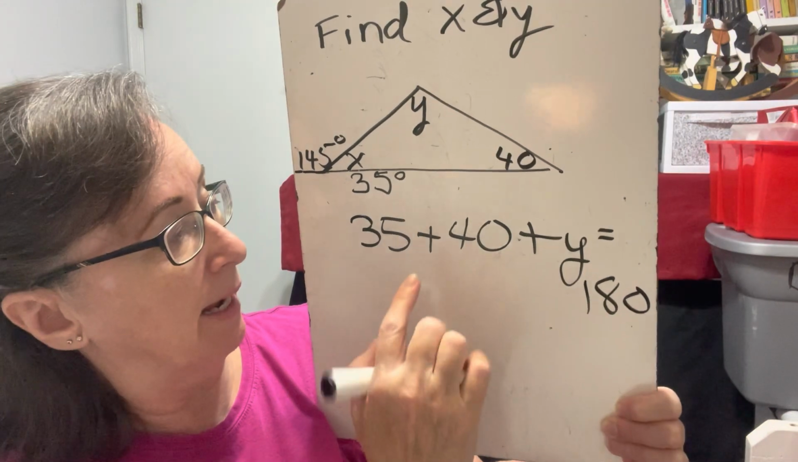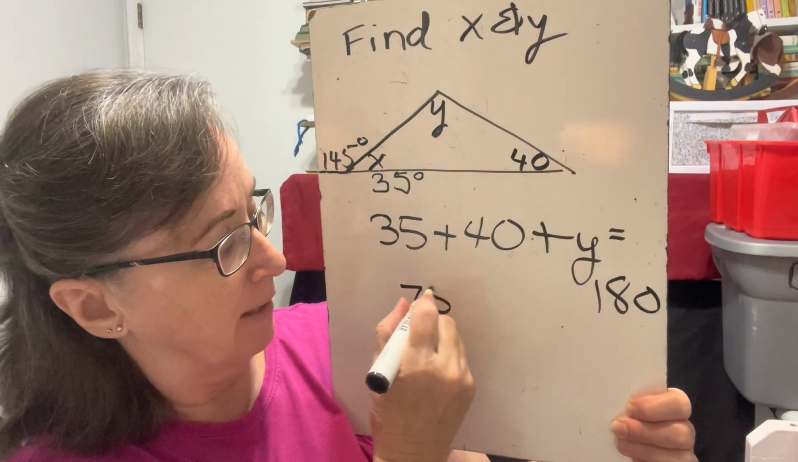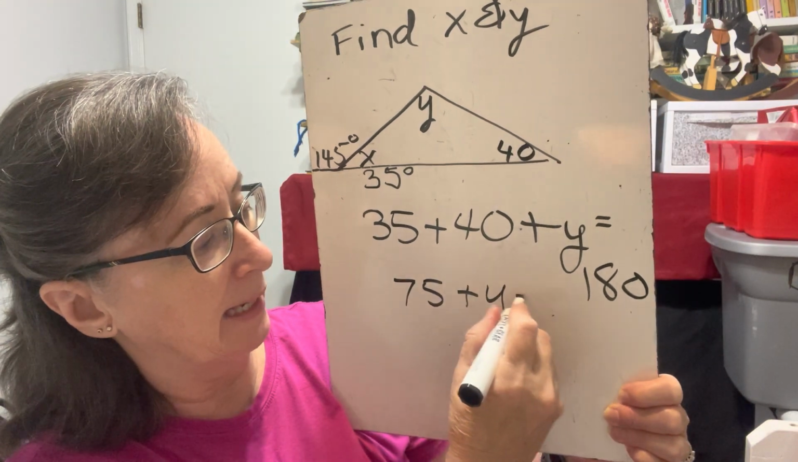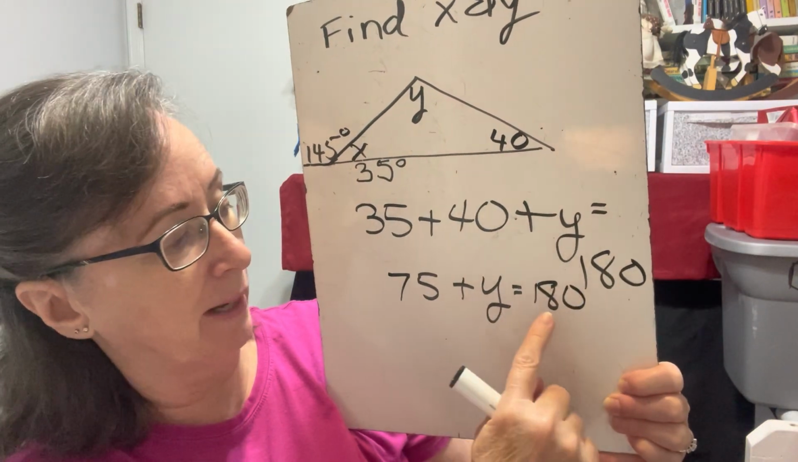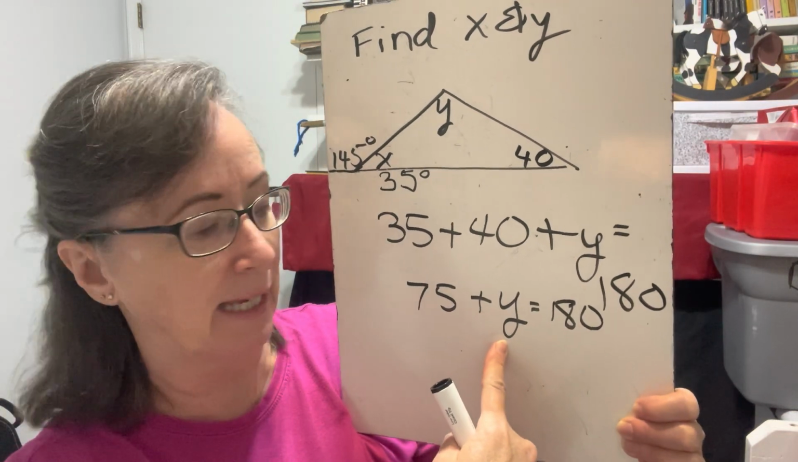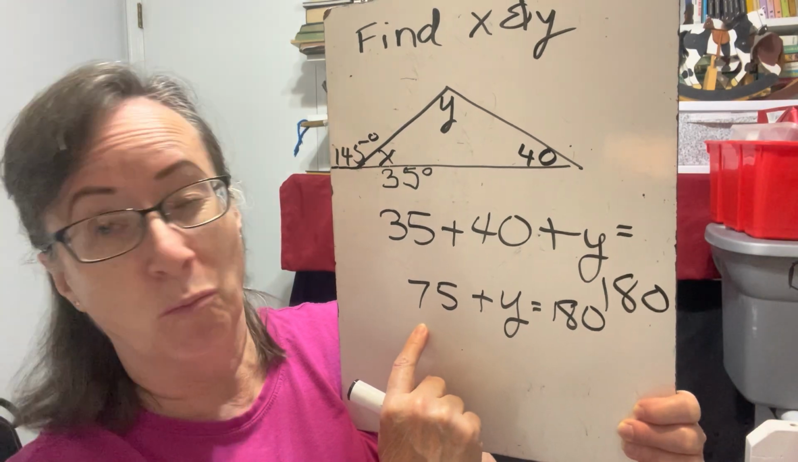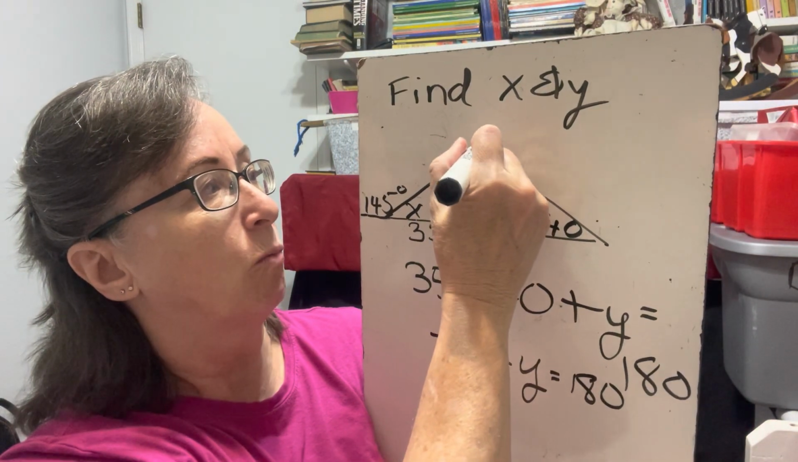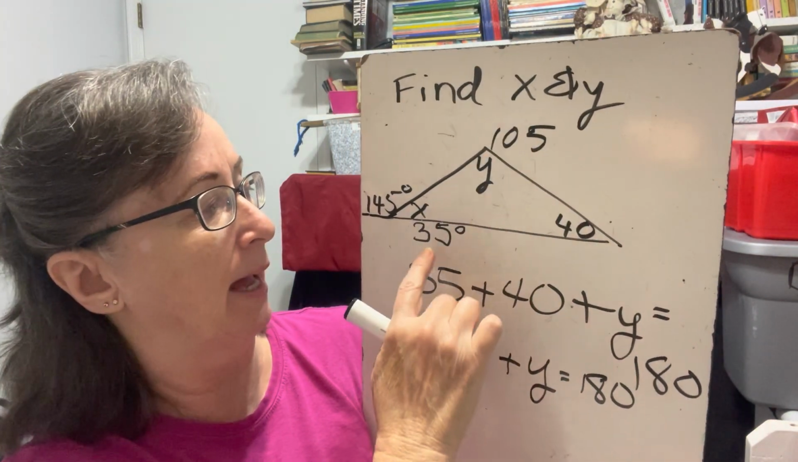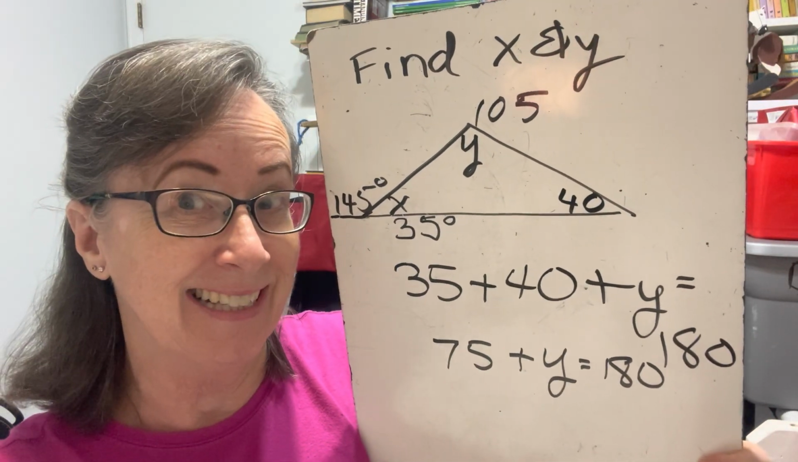Okay, so now 35 and 40 is 75 plus y is 180. Therefore, all we have to do is take 180 minus the 75 to find the missing angle y, and that's going to leave us with 105. So y is 105. So x is 35 and y is 105. It's as easy as that.